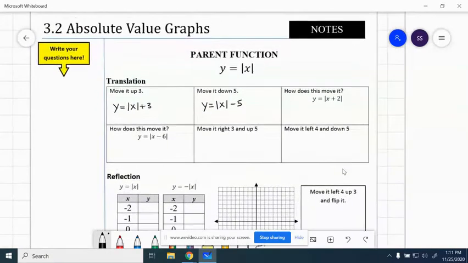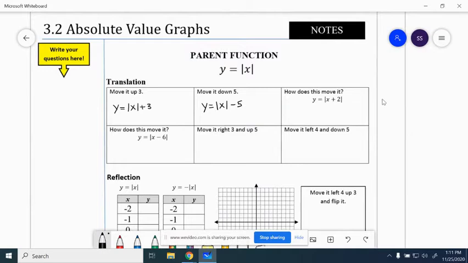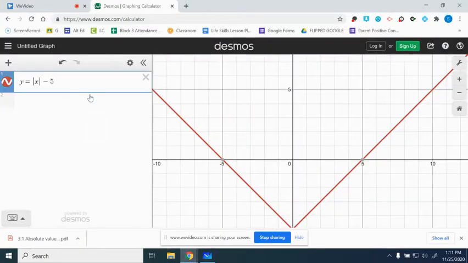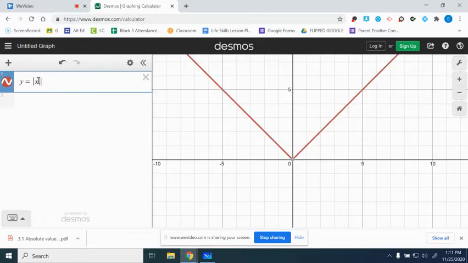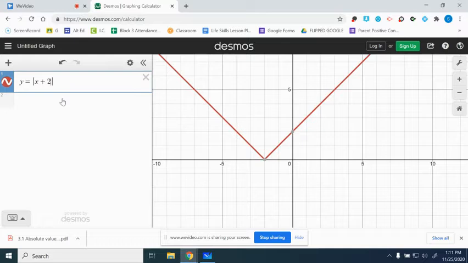Okay, let's keep moving on. Let's look at this next one here. How does this move it? Okay, let's take a look. So let's get rid of this negative 5, and we're going to put the plus 2 inside the absolute value bars. All right, interesting. So it looks like it shifted it to the left 2. Okay, I know when I first looked at these, I would have thought that this would have gone to the right, but it actually shifts the function in a counterintuitive way.